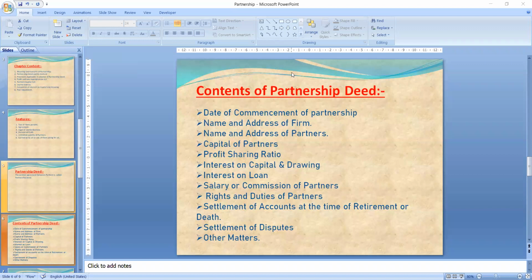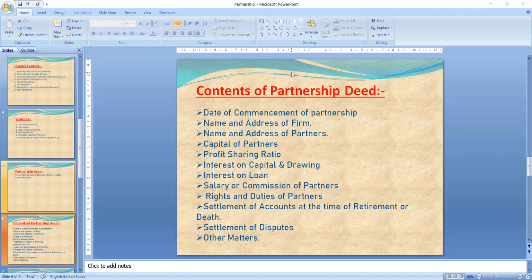The next item is settlement of disputes. As we discussed earlier, the main sole purpose for partnership deed is to resolve the disputes. So if any dispute arises about anything, then how it can be settled, like we can go to court, we can go to police, we can go to sarpanch. These types of settlement matters are also given in partnership deed, that how we can resolve a dispute.